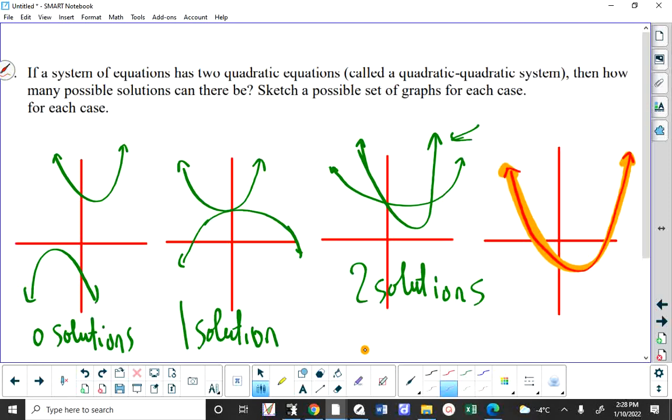If they happen to be, the word is coincident. These two parabolas are coincident. Then there are an infinite number of solutions. And that can't happen with a linear quadratic because linear and quadratic can't be the same.